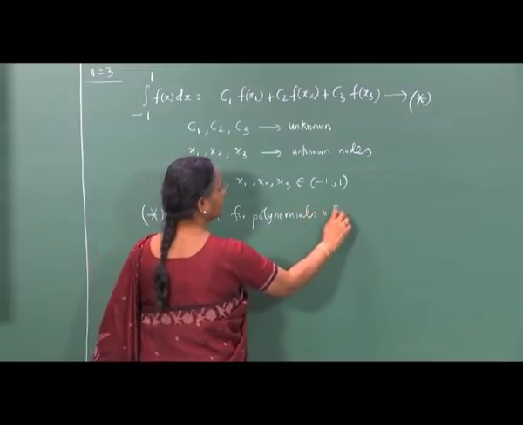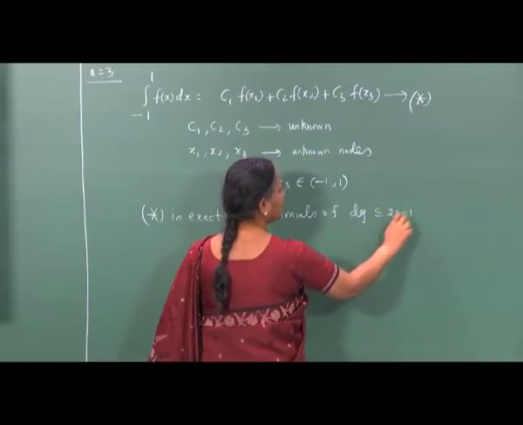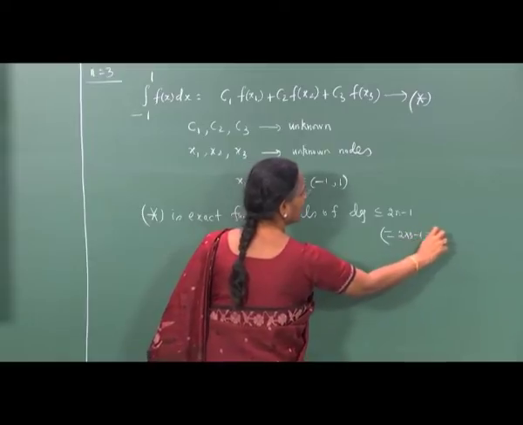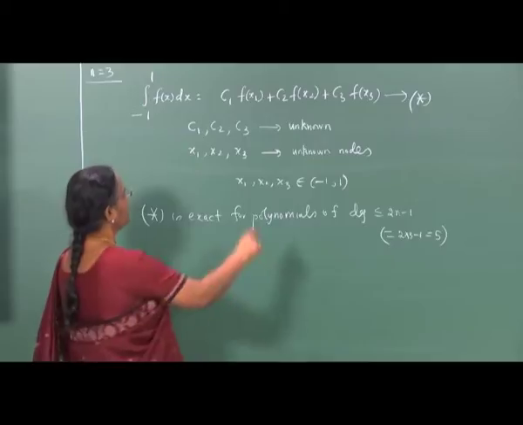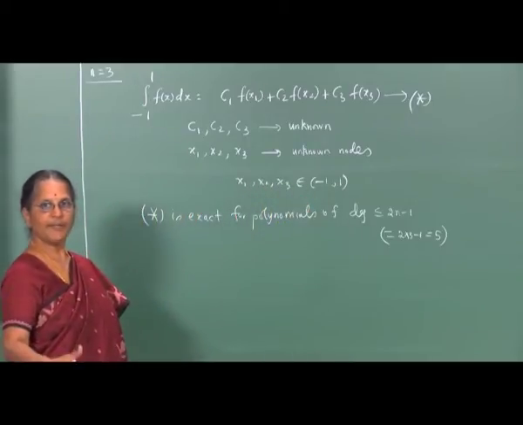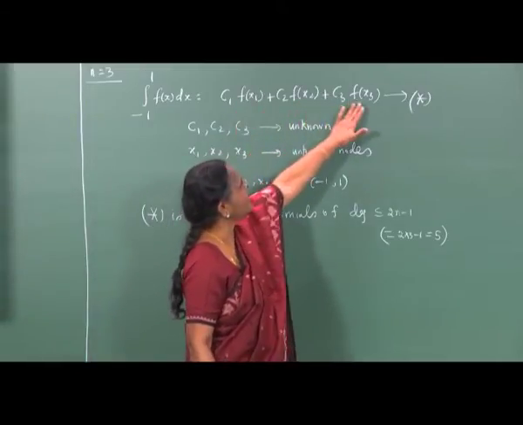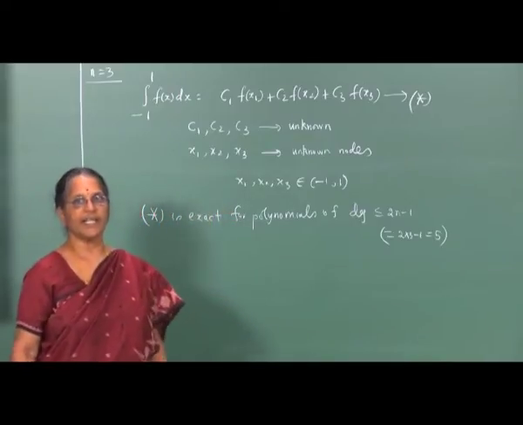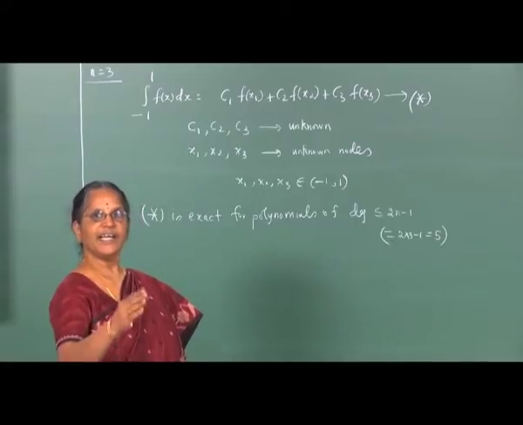of degree less than or equal to 2n minus 1. So, in this case it is 2 into 3 minus 1, that is 5. So, you have used only 3 nodes in the interval minus 1 to 1. So, 3 points and information of the function values at these 3 nodes here are required, but you are able to get an integration method which is exact for polynomials of degree greater than 3.